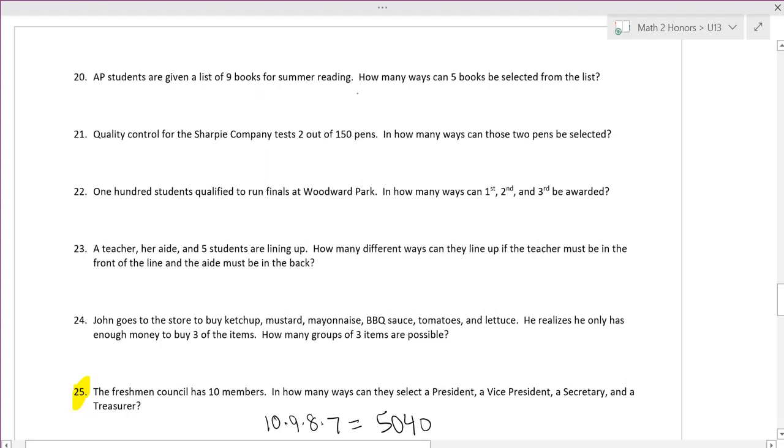So I'm picking 5. I have 9 options for my first, then 8, then 7, then 6, and then 5. And I've picked 5 things. Order doesn't matter, so I divide by 5 factorial. Plug that into your calculator, and you're going to get 126.